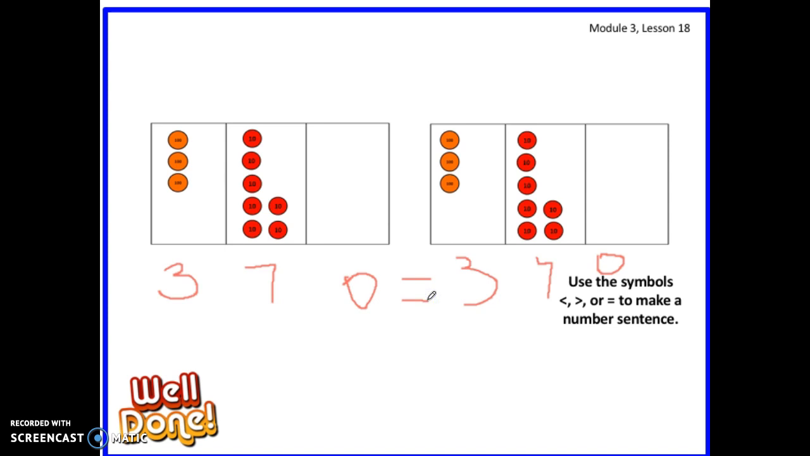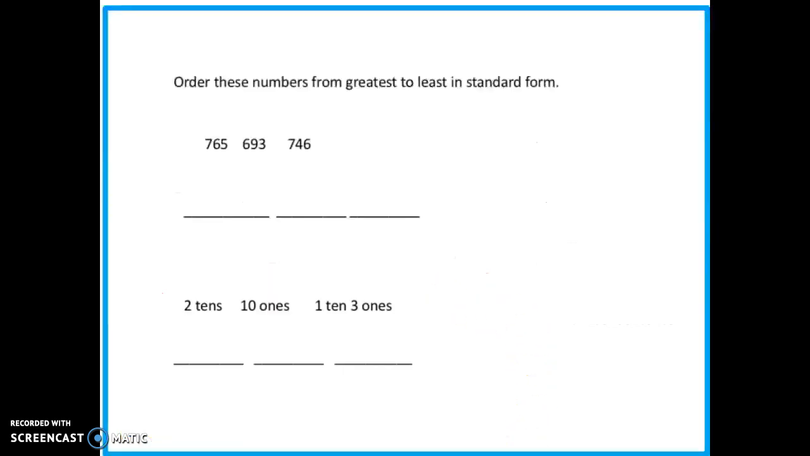Great job. All right, we're going to try just a few more. So erase your board, and I want you to look at this first group of numbers. 765, 693, 746. Put them in order from the greatest to least. Ooh, change the directions a little bit. Greatest to least. Greatest means biggest. So what is the biggest number? That's right, 765. So that would be our first number that we would write down.